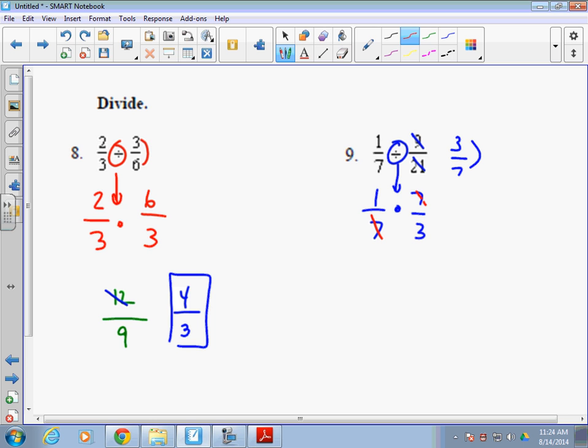Or you can say, well, if I multiply 1 times 7 at the top, I get 7, and 7 times 3 at the bottom, I get 21. The number 7 goes into both this one once and into this one 3 times, 1 over 3.